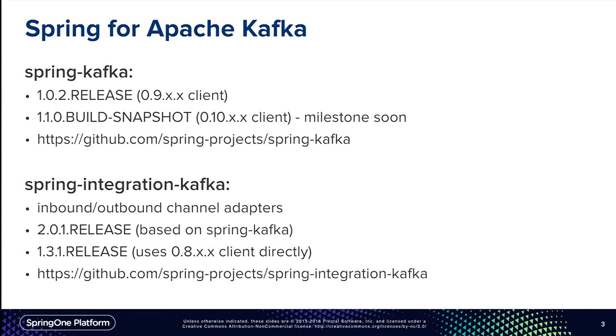The Spring Kafka project is currently at the 1.0.2 release, and it's based on the 0.9 Kafka client. We're in the process of producing the 1.1 release very soon after 1.0.2, because the 0.10 client came out but has some minor API changes. So rather than try to support both in a single release, we bumped it to the 1.1 release to support the 0.10 Kafka client. Currently it's only in snapshot mode, but we will be building a milestone soon. We're intending to probably add things like Kafka Streams to that release as well. And that's the GitHub repo.